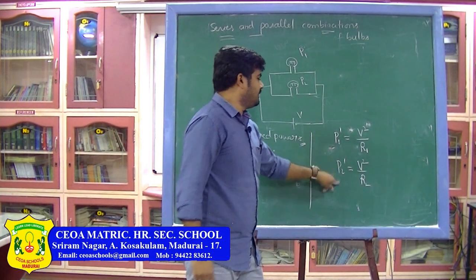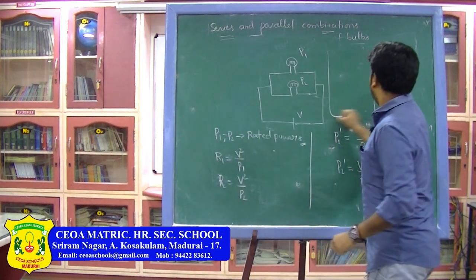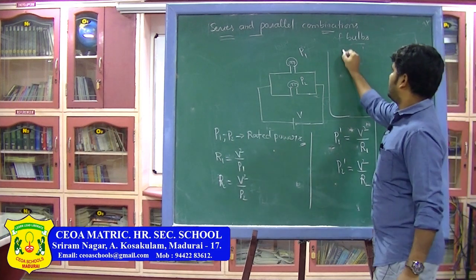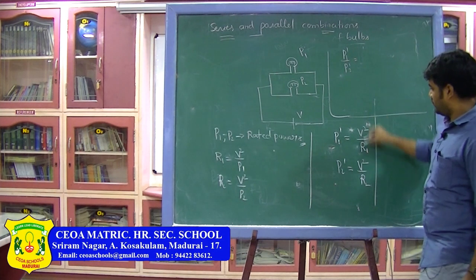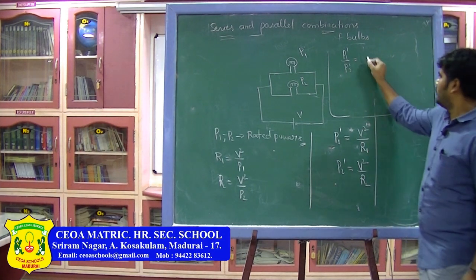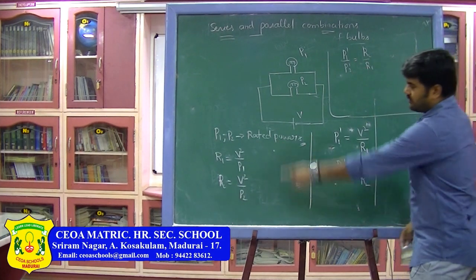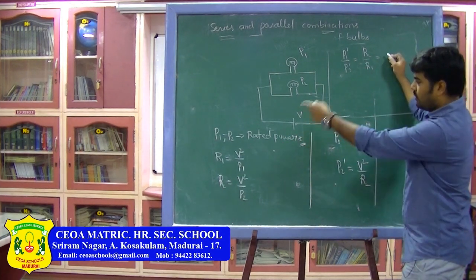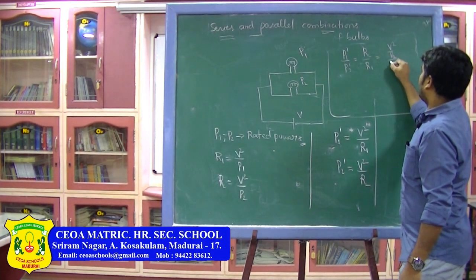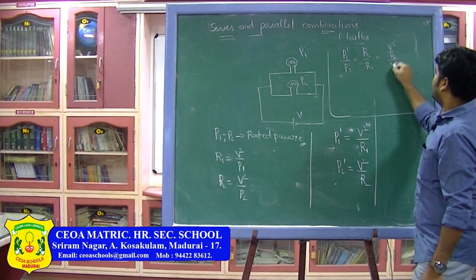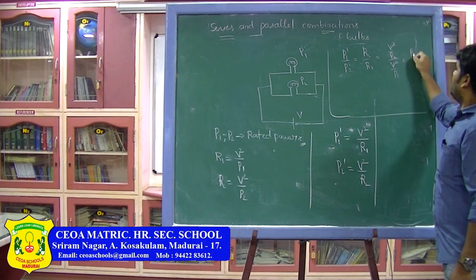Okay, now again take the power consumption ratio for the comparison. Now let us compare the power consumptions. P1 dash by P2 dash, taking the ratio, we get 1 by R1 divided by 1 by R2, which will be R2 by R1. Now substituting R2 and R1 values from those equations, we know R2 is V square by P2 and R1 is V square by P1. So you cancel V square, then you get P1 by P2.